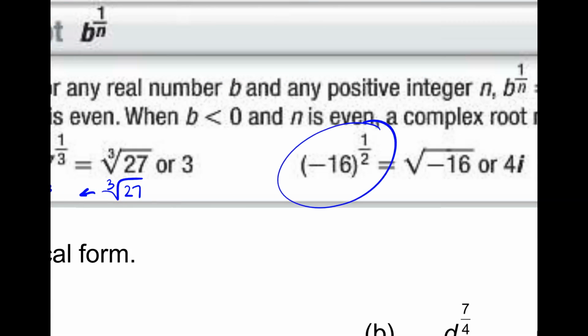So 16 to the 1/2, instead of saying 1/2, you just write it as square root of negative 16. And then you know what that is. That's just going to be 4i.